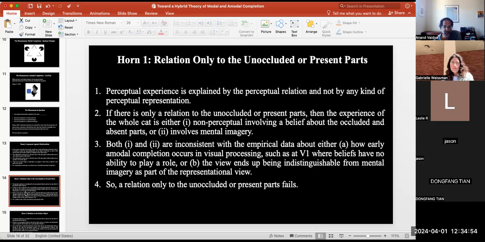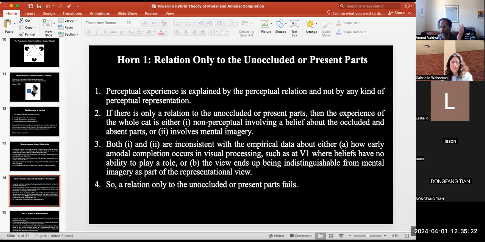3, both 1 and 2 are inconsistent with the empirical data about how early amodal completion occurs in visual processing, such as that at V1, where beliefs have no ability to play a role, or B, the view ends up being indistinguishable from mental imagery as part of the representational view. So relation only to the unoccluded or present parts fails. Okay, let me explain the argument now.